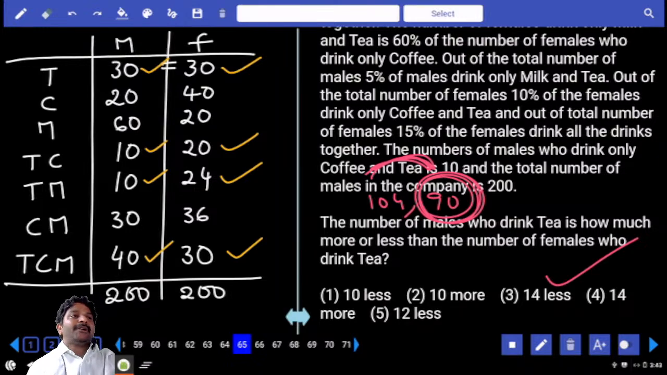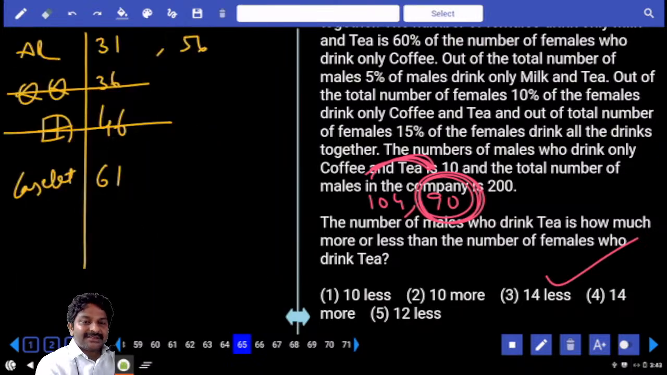90 is compared with respect to the other number 104. Caselet is also over.